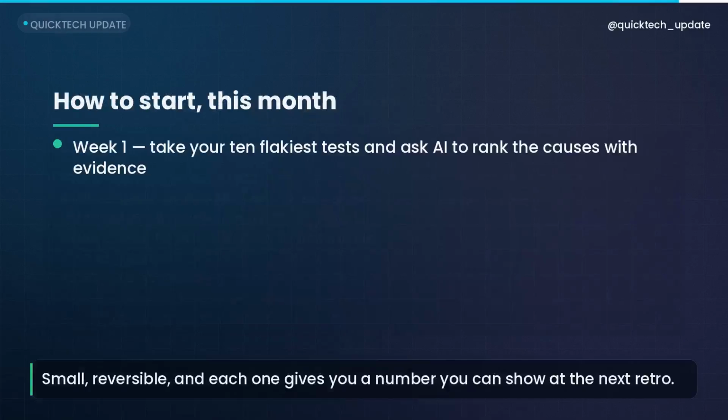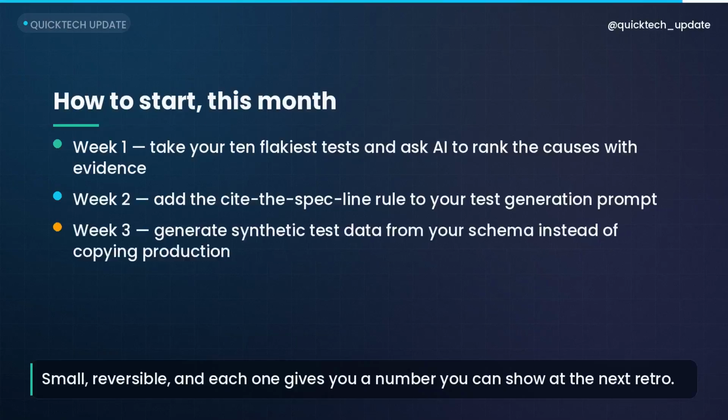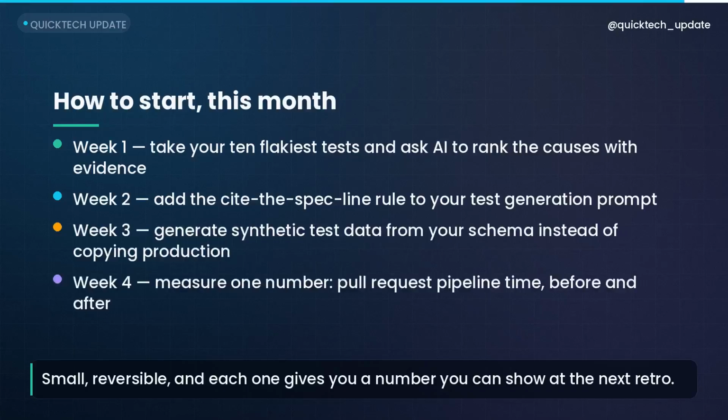If you want to actually start, here's a month. Week 1, take your 10 flakiest tests and ask AI to rank the likely causes with the evidence it used. Week 2, add the cite the specification line rule to your test generation prompt. Week 3, generate synthetic test data from your schema instead of copying production. Week 4, measure one number: pull request pipeline time before and after. Small, reversible, and each one gives you something you can show at the next retro.